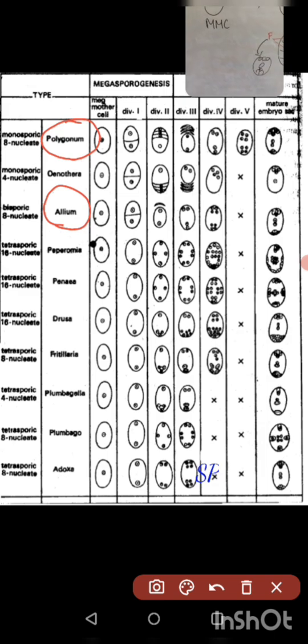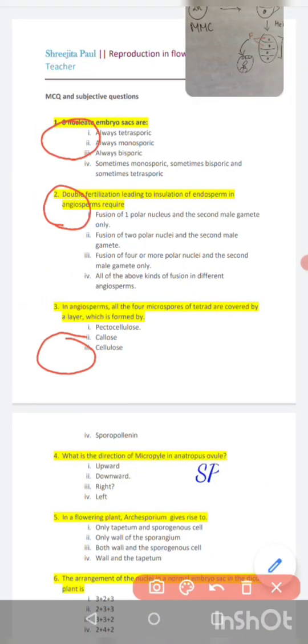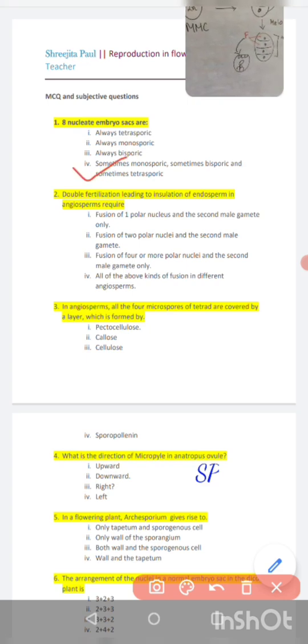Then, student, coming to the tetrasporic. Tetrasporic means all four megaspores remain functional. Tetrasporic can be found in Fritillaria. These are all examples of different plant families where the megaspores remain functional and divide to form the embryo sac. So student, the answer of the first question will be number 4, that is sometimes monosporic, sometimes biosporic and sometimes tetrasporic.